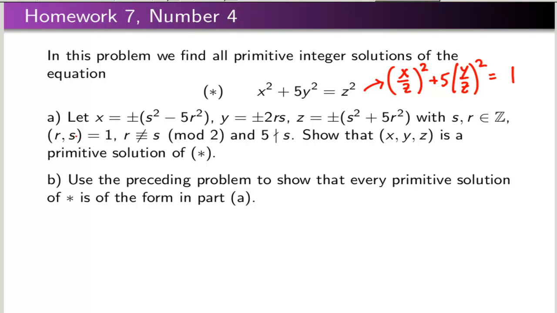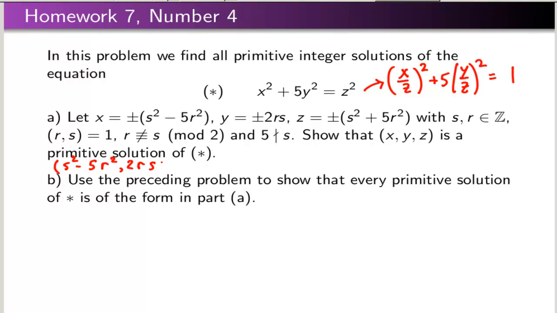Okay, so I've split it into 2 parts. So first of all, I'm going to show you what the solution set looks like. So let x be any number of this type. Show that this is a primitive solution. To show that it's a solution is just inserting it into star and grinding it out. No problem there. And then to show that it's primitive means we look at the GCD of any two of these things. So suppose you're looking at the GCD of s squared minus 5r squared and 2rs.